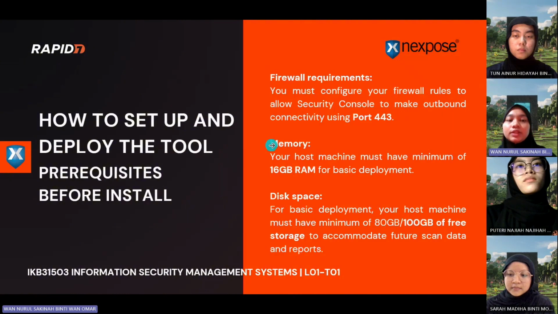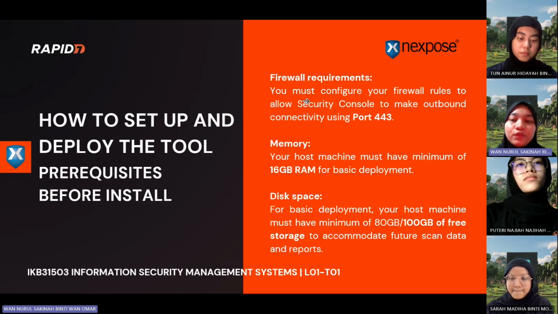Now, this part is how to set up and deploy the tool. There are a few prerequisites before installing. The first one is firewall requirements. You must configure your firewall rules to allow the security console to make outbound connections using port 443. For memory, the host machine should have a minimum of 16 gigabytes RAM for basic deployment only. For disk space, the host machine should have a minimum of 80 or 100 gigabytes of free storage to accommodate future scan data and reports.